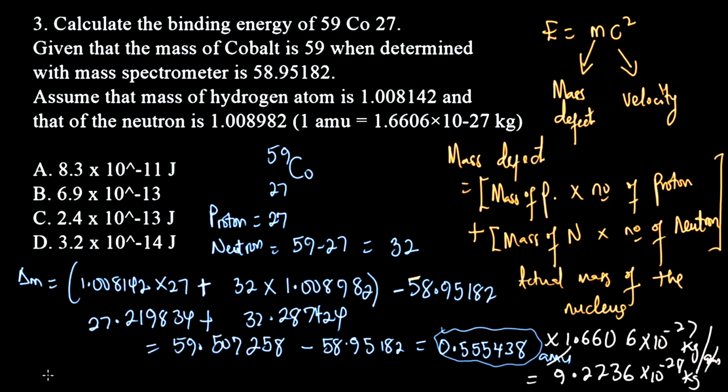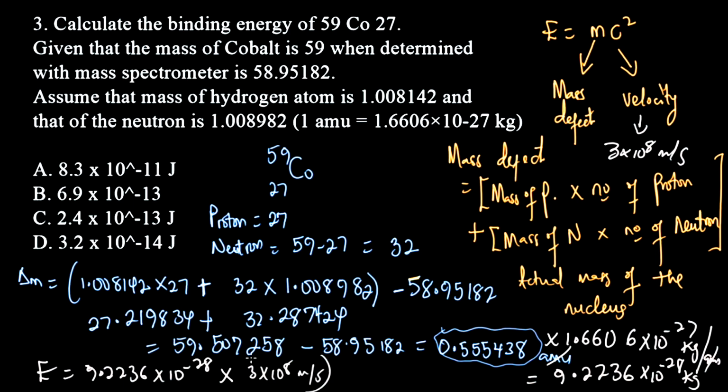So the value of the binding energy is 9.2236 times 10 raised to power minus 28 times the value of velocity, which is 3 times 10 raised to power 8 meters per second, squared. The final answer is 8.3 times 10 raised to power minus 11 joules. So this is the answer. Try it and ensure you get this.